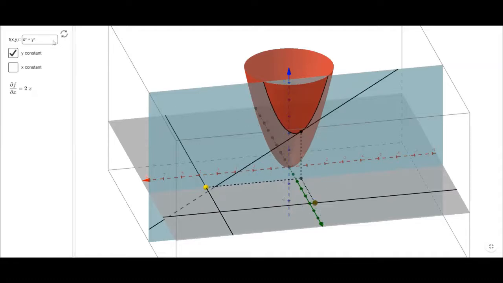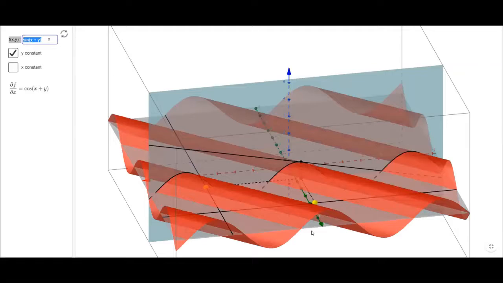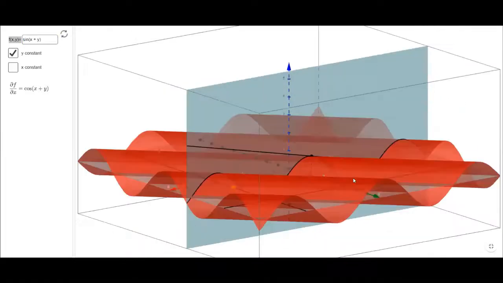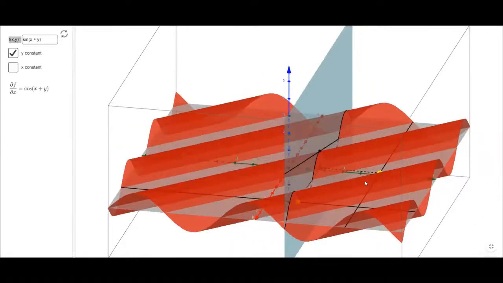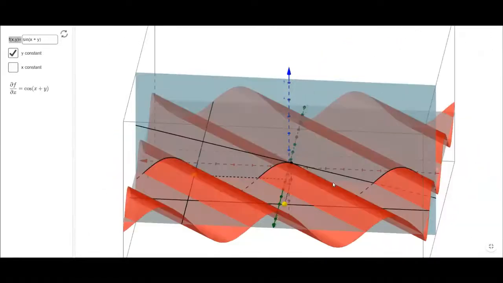So it doesn't matter how complicated the shapes look. Let's see if we can make something ugly here. What if I have sine of x plus y? And take a look at this mess. We still, here, if we're holding the y constant, we're still only looking at the slope of the tangent line as we move in the x direction. Notice that's just a sine curve that we're moving across.